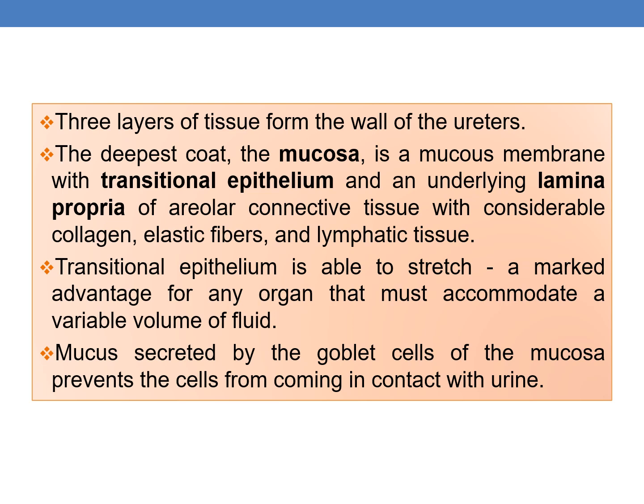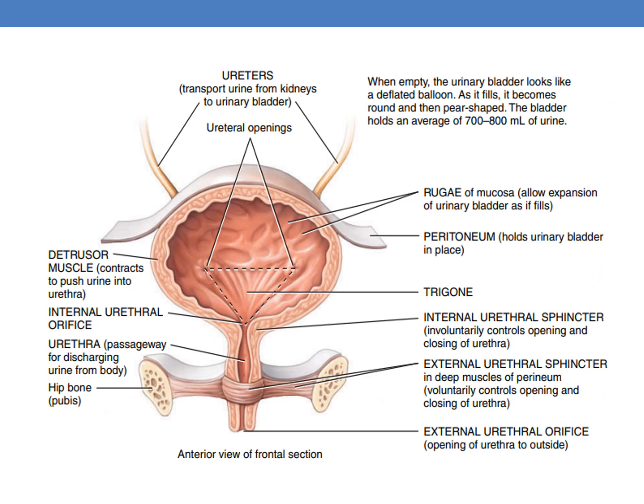The deepest coat is the mucosa, which is a mucous membrane with transitional epithelium and an underlying lamina propria of areolar connective tissue with considerable collagen, elastic fibers and lymphatic tissue. The transitional epithelium is able to stretch, a marked advantage for any organ that must accommodate a variable volume of fluid. And mucus secreted by the goblet cells of the mucosa prevents the cells from coming in contact with the urine. Here you can see these are the ureters that transport urine from kidneys to the urinary bladder.